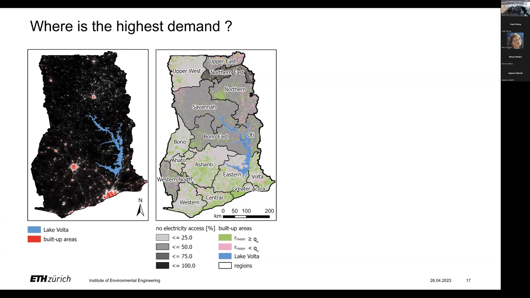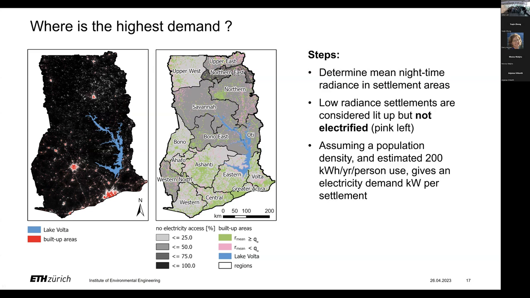And we ask ourselves then, where is the radiance high and where is it low? And that's the green and the pink pictures here. And why is that? Because low radiance settlements are considered lit up, but probably by some small power generators that people have, or they're burning paraffin. They're not using electricity from the grid, right? So what we can do is divide all the settlements into the pink and the green ones. And the ones we really want to electrify with the small hydropower are the pink ones. And we haven't used any ground data. We're just looking with global data sets at what's coming.